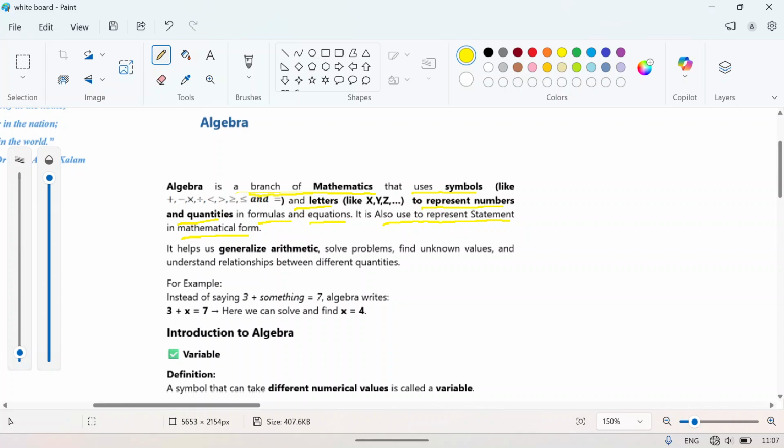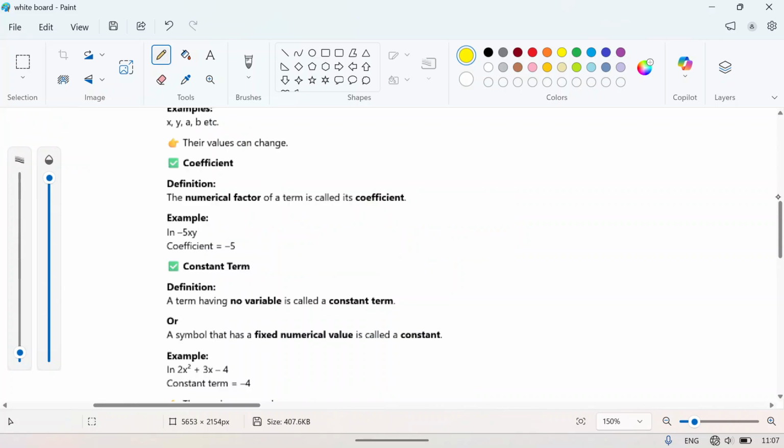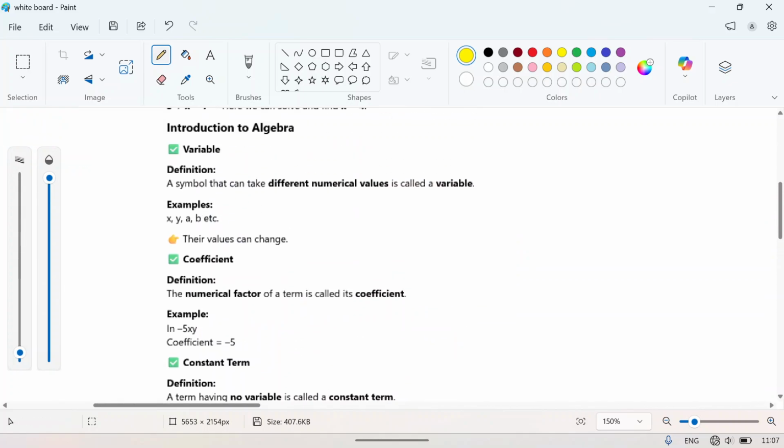As I told, if you want to represent any statement or puzzle in mathematical form, we use algebra. It also helps us generalize arithmetic, solve problems, find unknown values, and understand the relationship between two different quantities. If we want to find the relationship between two different quantities, we always use algebra, also for finding unknown things and generalizing the terminology of arithmetic.